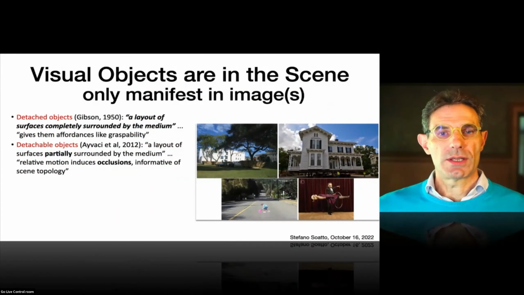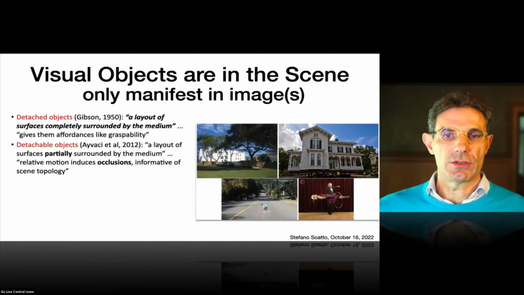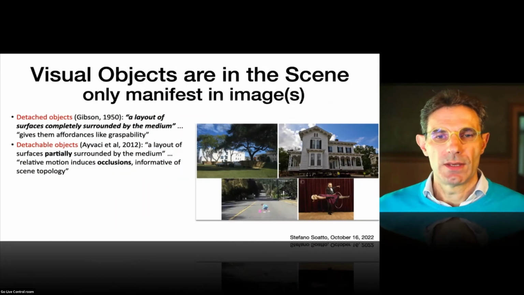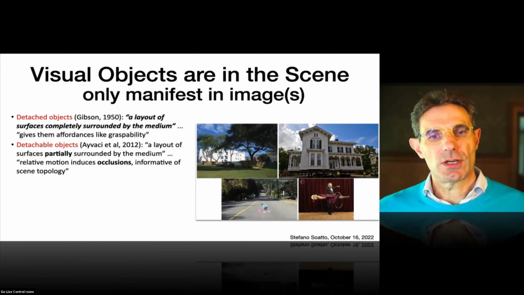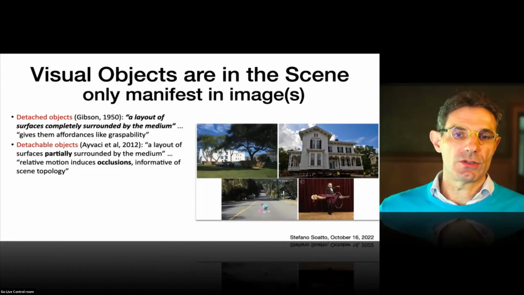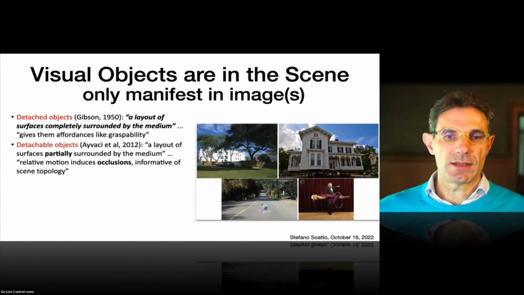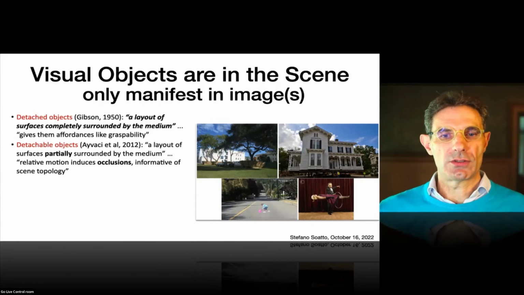So the first point I would like to make is that visual objects exist in the scene, not in the image. They're just manifest through the images, but there are no objects in images, just pixels. This is not a new idea. In the 50s, Gibson talked about detached objects as layouts of surfaces surrounded by the medium. And those are relevant because you can grab them, eat them, and so on. But since you don't see many objects floating in midair, a weaker notion introduced in 2012 was that of a detachable object as a layout of surfaces partially surrounded by the medium.